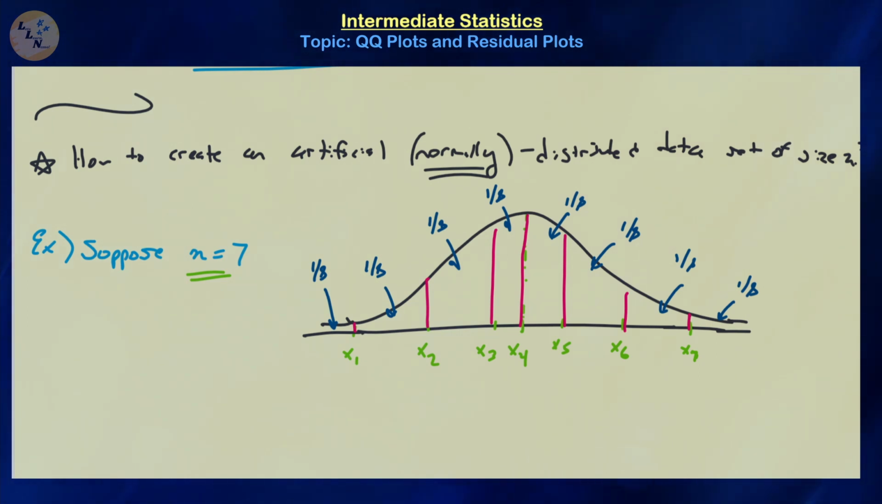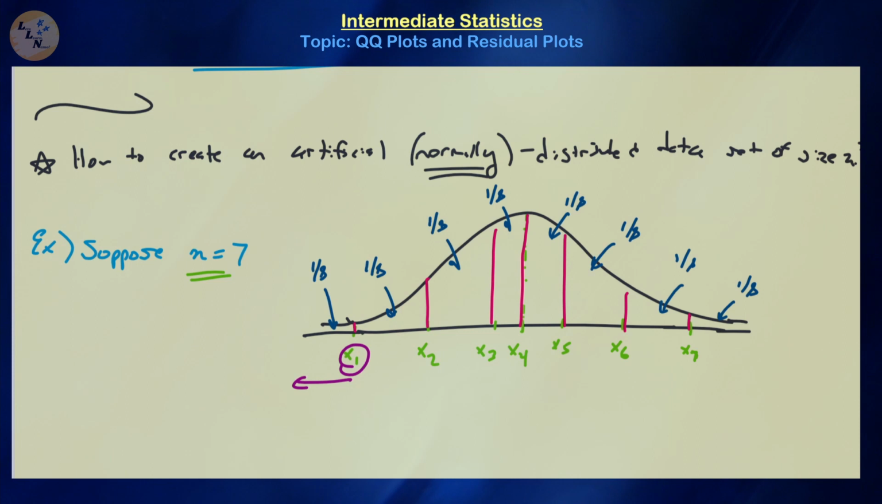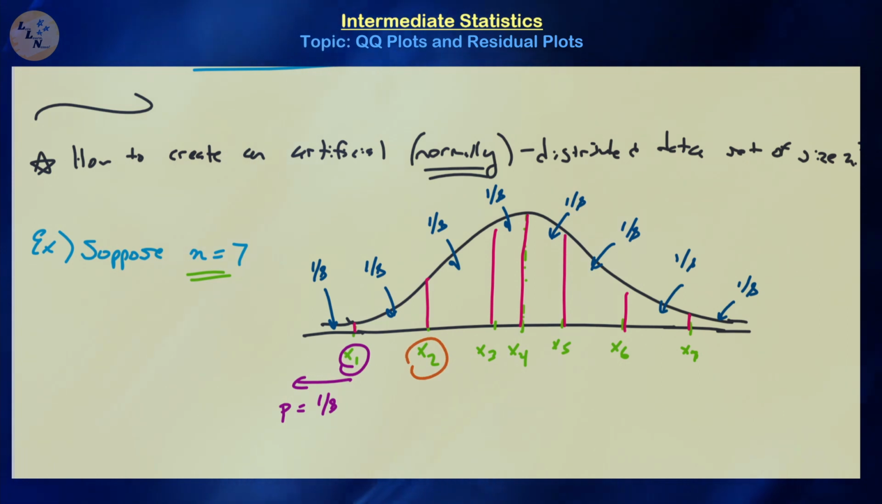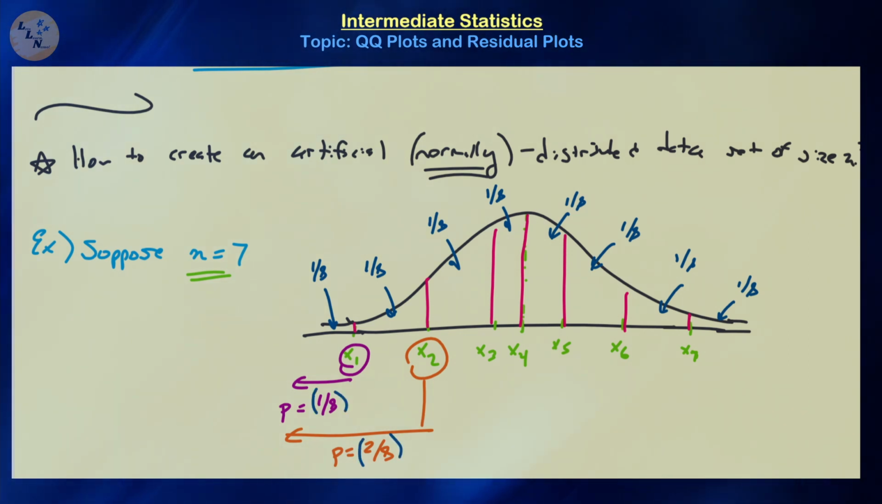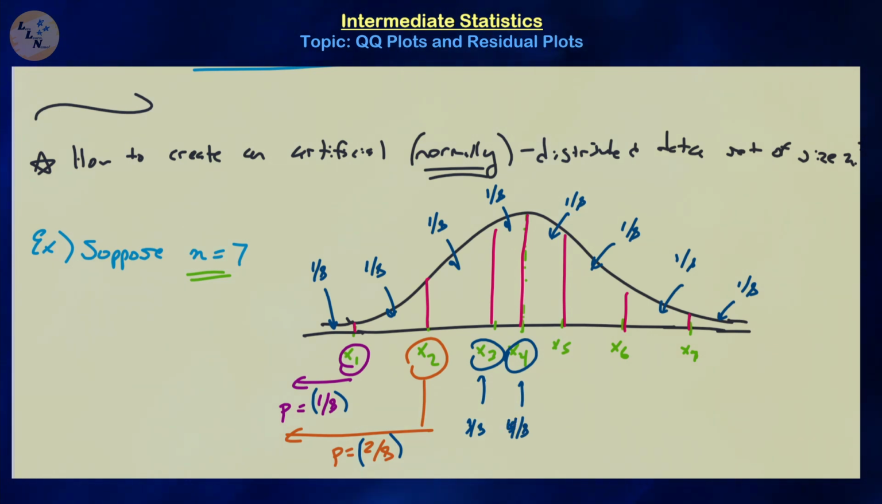So if those areas are close to 1 over 8, that means this first value should be the 1 over 8th percentile. The area to the left of this value should be equal to 1 over 8. The area to the left of this value should be equal to 2 over 8. So that means this is the 1 over 8th percentile, the 2 over 8th percentile, and the 3 over 8th percentile. That would be the 4 over 8th percentile, which is the 50th percentile, aka the median. Then the 5 over 8th percentile, the 6 over 8th percentile, and finally the 7 over 8th percentile.